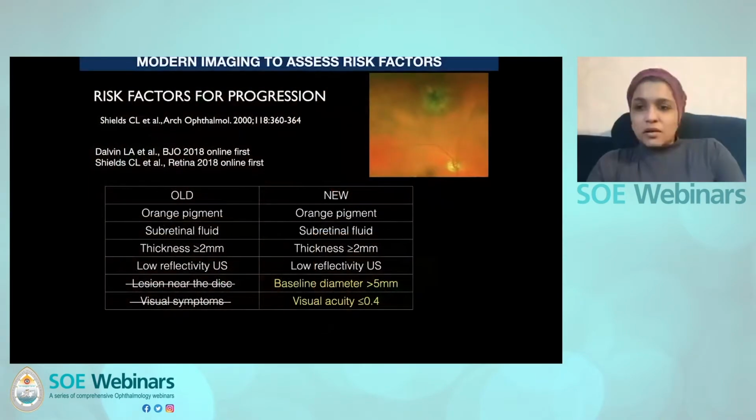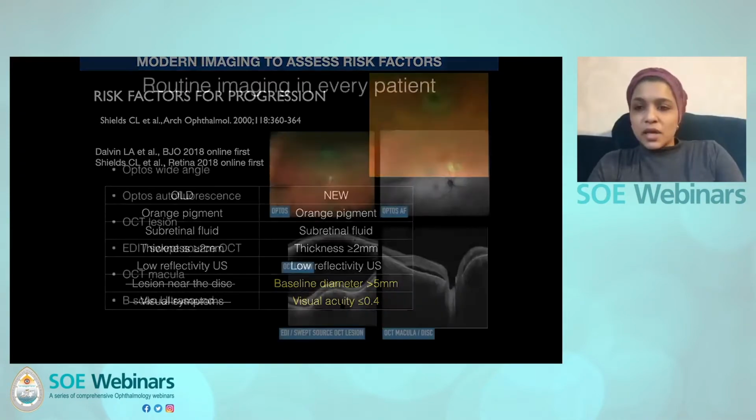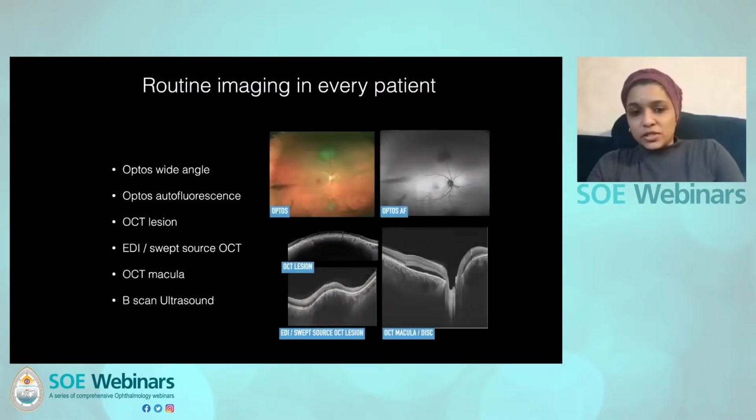The Shields group, over 20 years ago now, described a number of risk factors to try and give us some kind of clinical clues to see whether we can differentiate malignant disease from benign disease: orange pigment, subretinal fluid, large tumours, and low reflectivity on the ultrasound. Lesions near the disc have now been scrapped in the more recent updated guidelines from 2018, and visual symptoms, which was a bit non-specific, has been replaced by something more specific, where the vision has dropped due to direct results of the tumour. Because of that, the Oncology Centre, for every single patient, goes through each of these modalities of imaging, really to look for every single one of those risk factors.